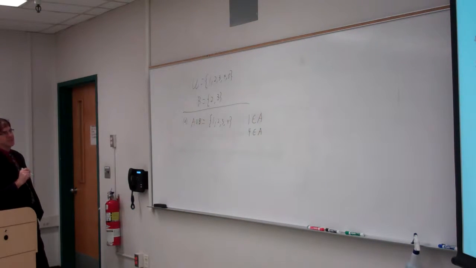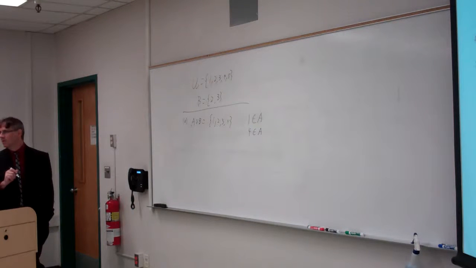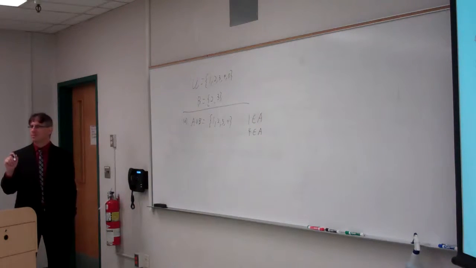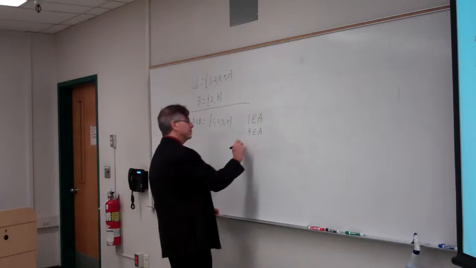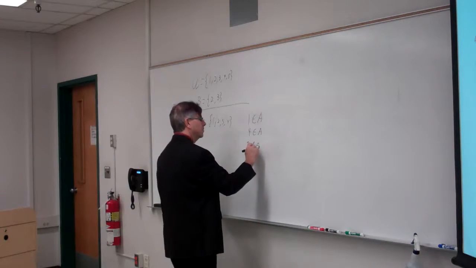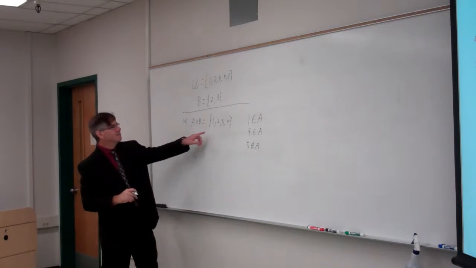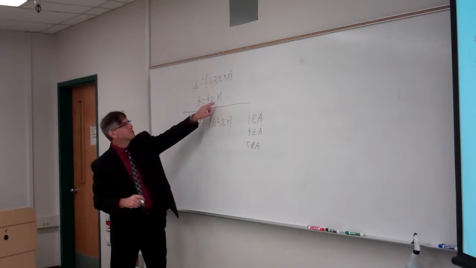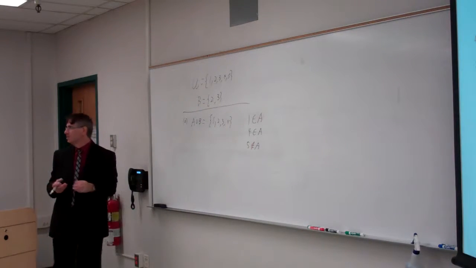We also know something else. A doesn't have 5. A does not have 5. Or 2 or 3. Or, well, no, we don't know that. Right, because if 5 were in A, then 5 would be in the union. But 2 and 3 could be in A or might not be in A.